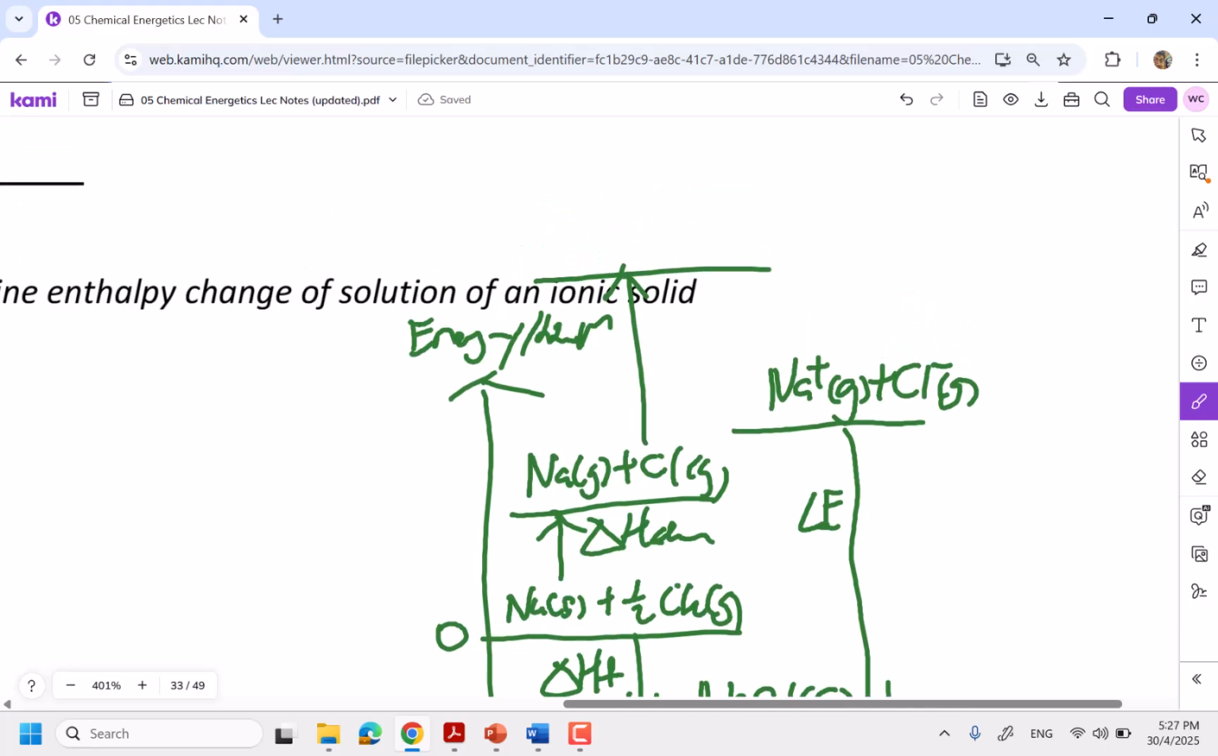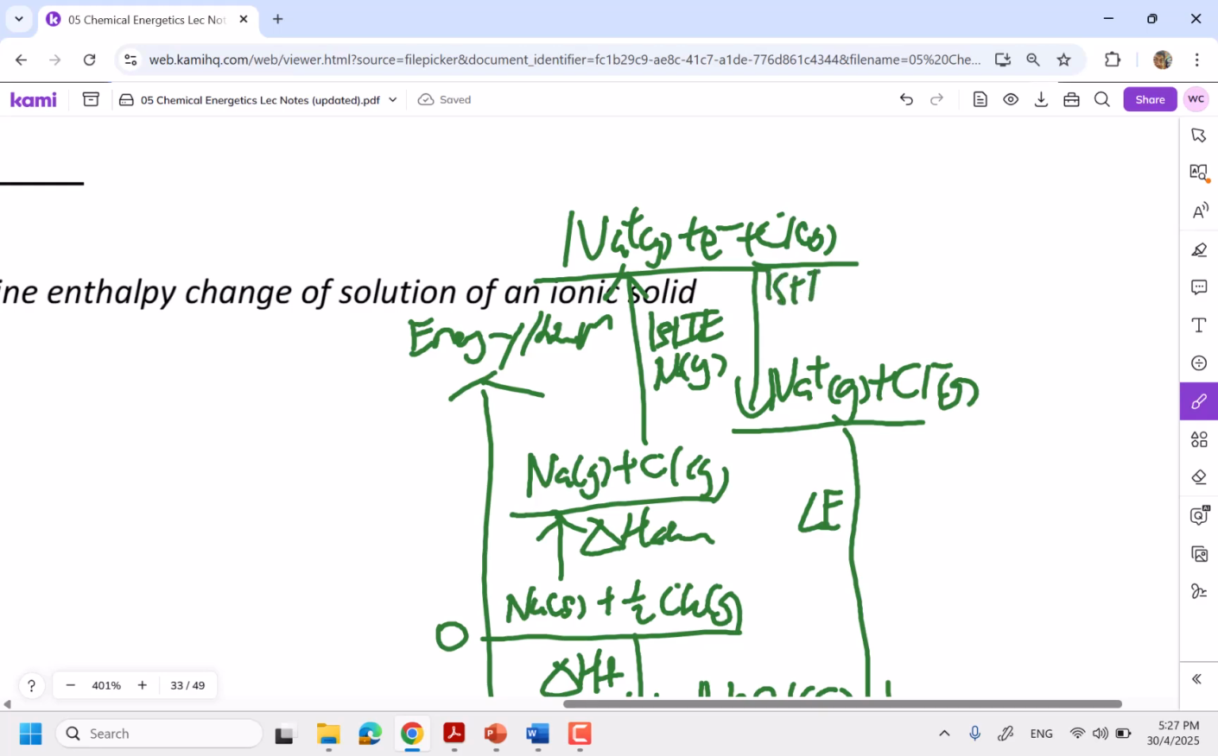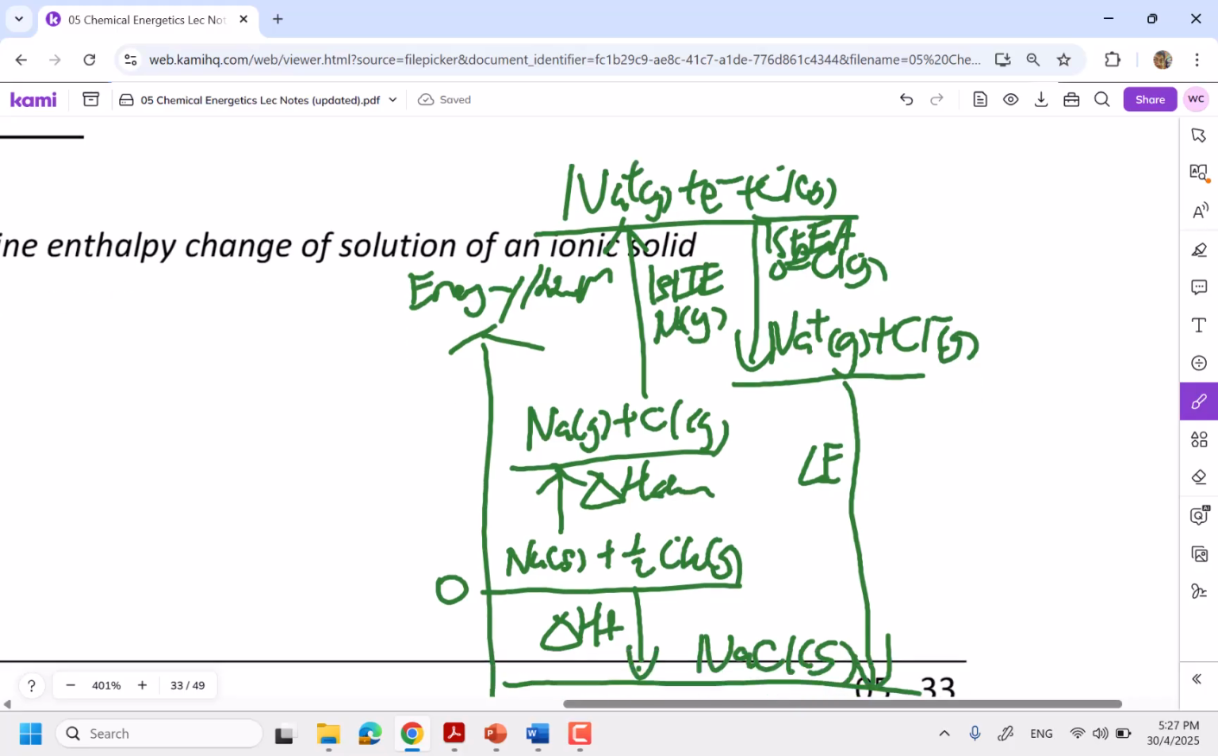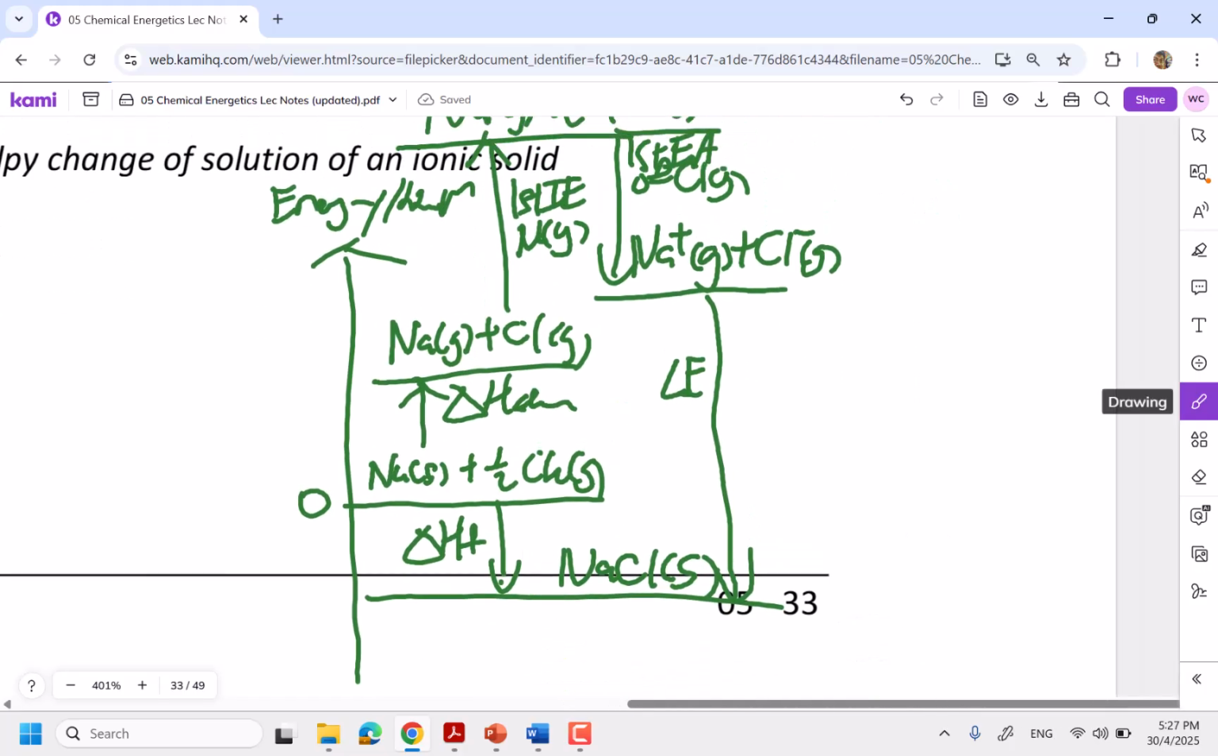Lattice energy, sorry, not lattice energy, IE, the first IE of sodium gaseous. Then end up with Na+ gaseous plus electrons plus Cl gaseous. Then I'm going to get the first EA of Cl gaseous. Then I'm going to use another color, orange.